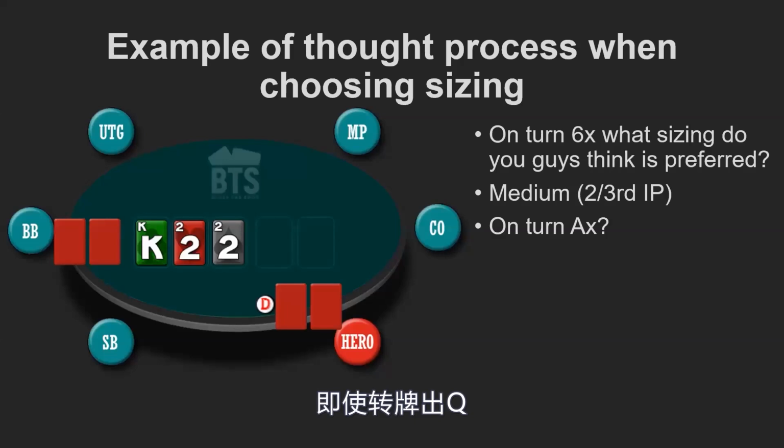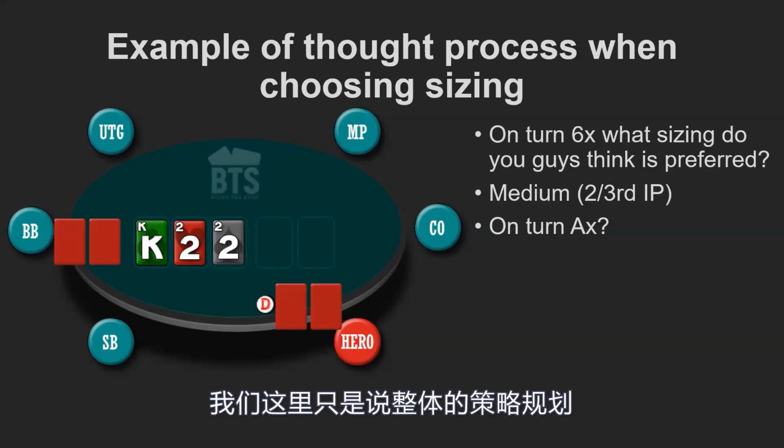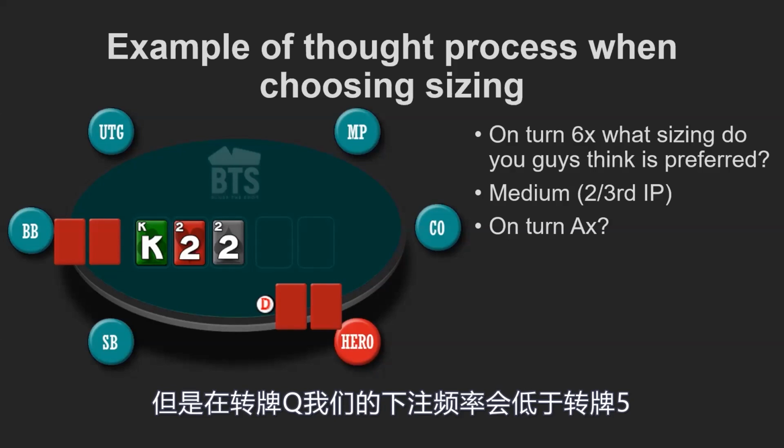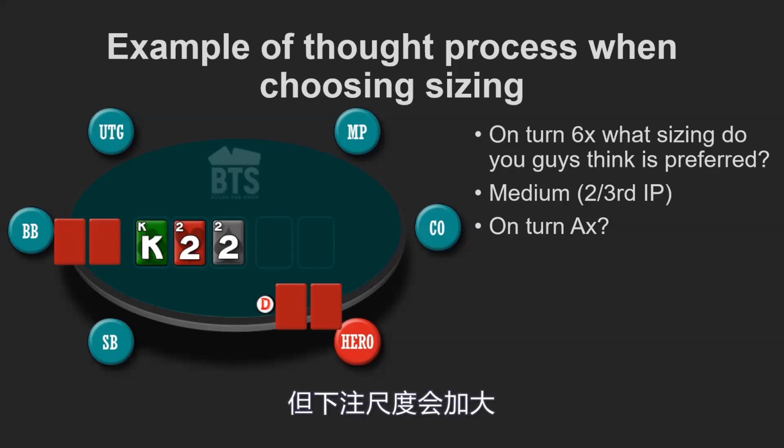But even then, on a queen turn, I'm just talking about a higher turn. He's still going to have some queen X in his range. Yes, the ace is much worse, but I'm just talking about an overall plan. He's still going to have some floats with queen high. So on a queen turn, we're going to be betting less than on a 5 turn, for example, and then we're just going to be using a bigger sizing.